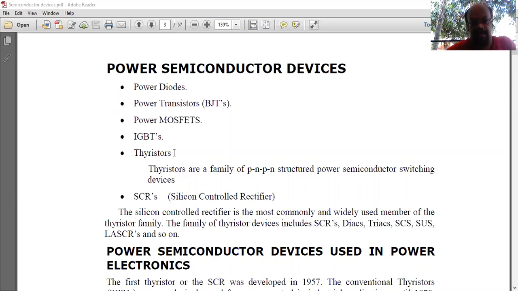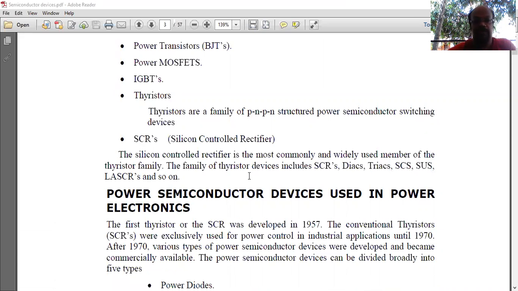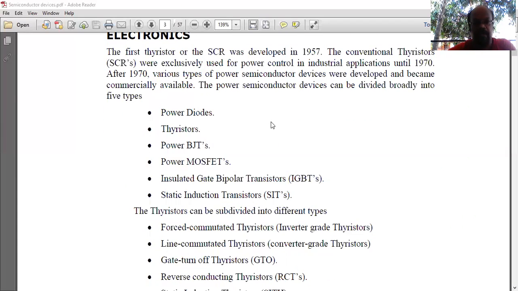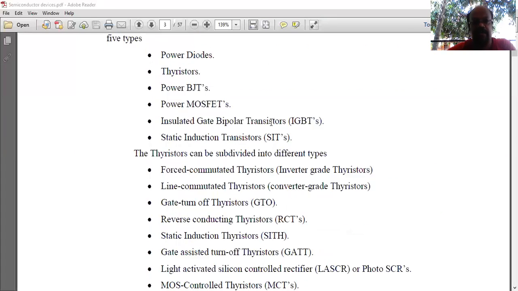Thyristor is a family of switching devices. In that, silicon controlled rectifier is one. So in that, SCR is there, DIAC is there, TRIAC is there, SCS, light activated SCR. These are all the devices that belong to the thyristor family. So these are all the switching devices. When you decide to go for knowing power electronics, these are the switching devices you should know.